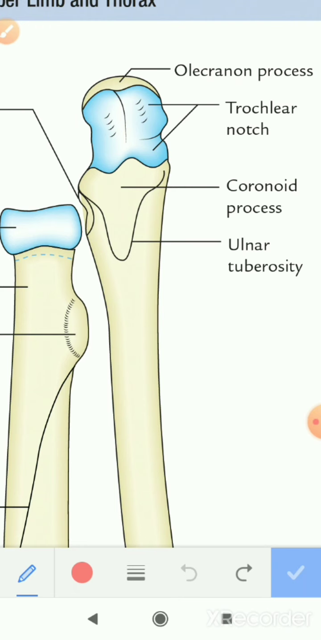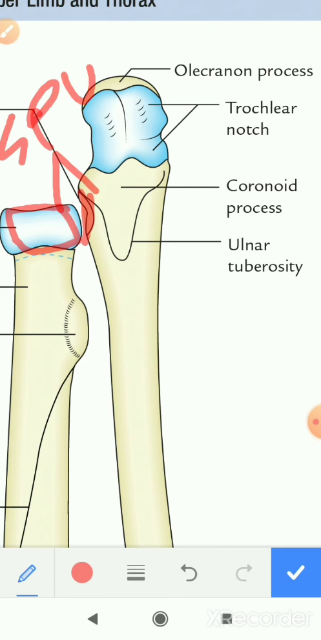So look at that trochlear notch. It is C-shaped and it articulates with the trochlea of the humerus and forms the humero-ulnar joint, which is a part of the elbow joint, and its margin provides attachment to the capsule of the elbow joint. Now come to the radial notch. We have already discussed the radial notch. It articulates with the head of the radius and forms the superior radio-ulnar joint, which is a pivot type of synovial joint.